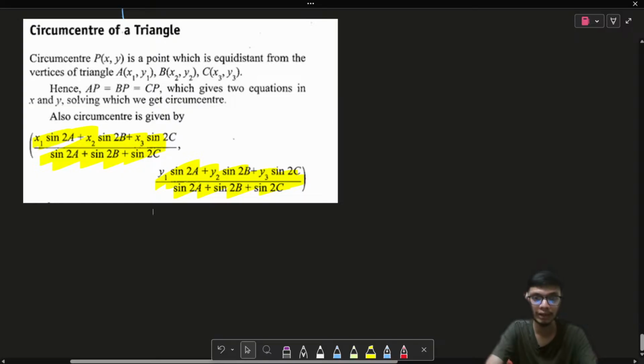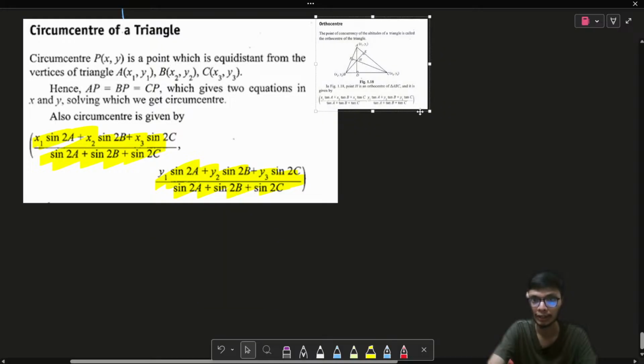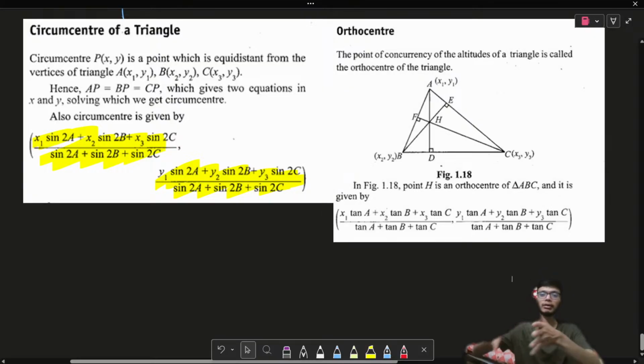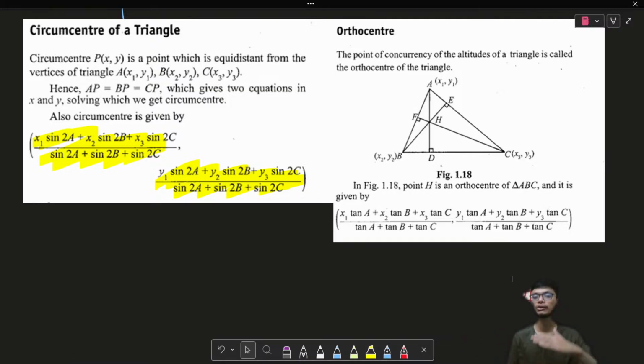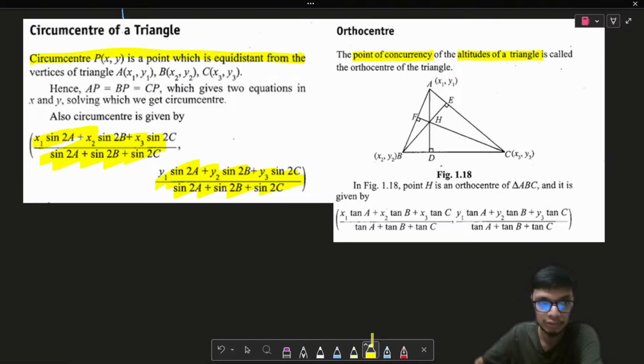However, if you are curious, what happens if I don't know the angle? Should I always calculate the angle? No. If the equations of the lines of the triangle are given to you, which I will be discussing in the upcoming topics of straight lines, then by that line equation you can easily calculate the circumcenter and the orthocenter. It is quite important to know the basic definitions. The orthocenter is the point of concurrency of the altitudes of a triangle, and the circumcenter is the point which is equidistant from all the vertices. That is the circumcenter, right?